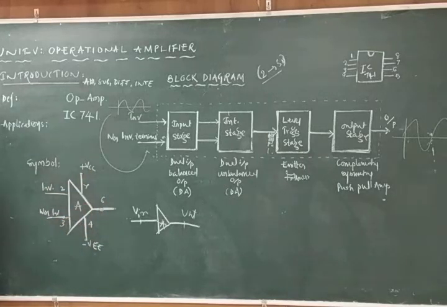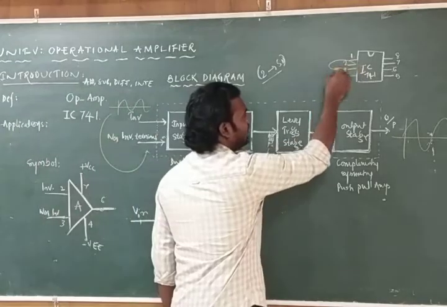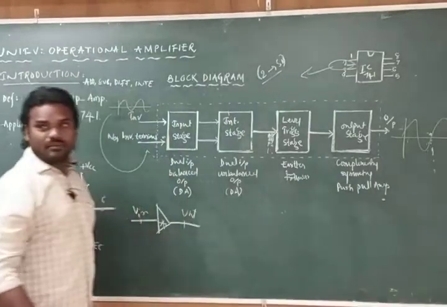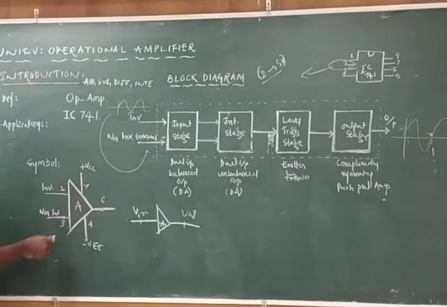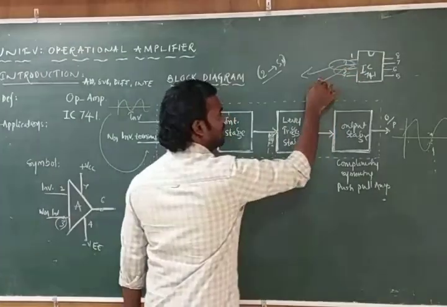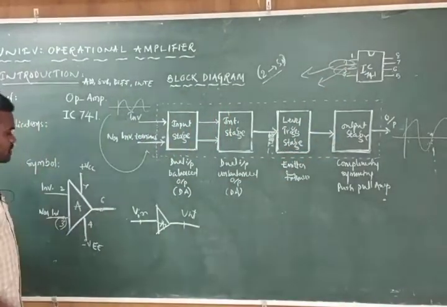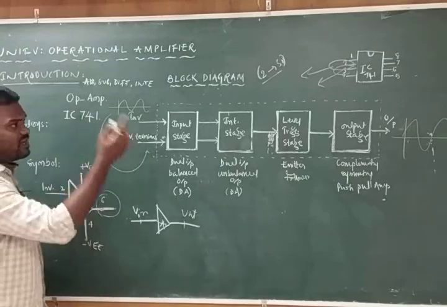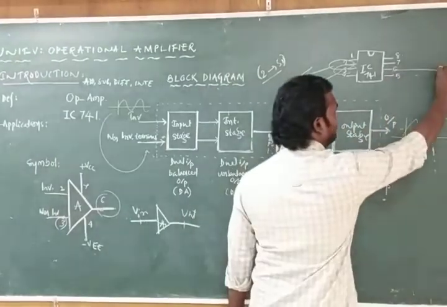In the operational amplifier IC 741, the second pin is the inverting terminal input. The third pin is the non-inverting terminal input. From the sixth pin we can take the output of the operational amplifier. This is the output.